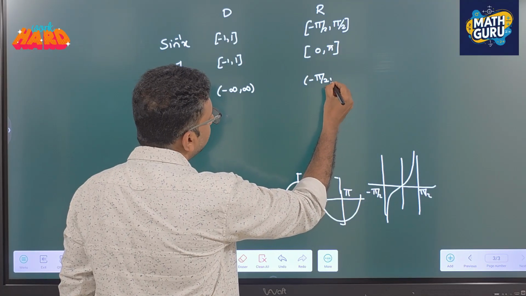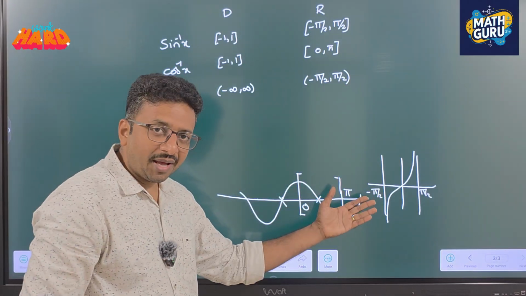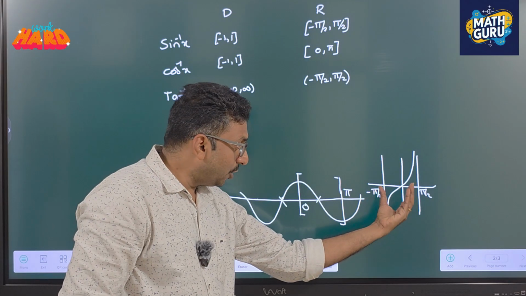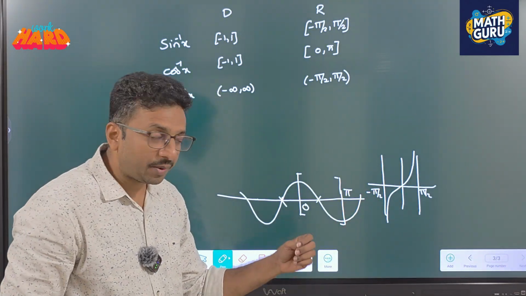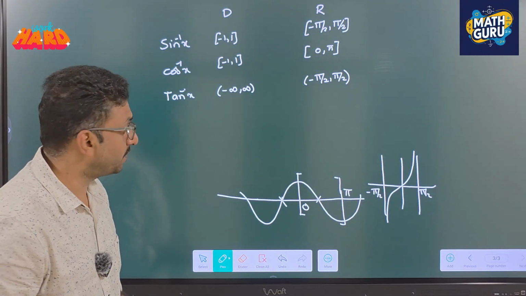Minus pi by 2 to plus pi by 2. Because tan pi by 2 and tan minus pi by 2 are not defined, the domain for tan x is open minus pi by 2 to pi by 2. So the range for tan inverse will be open minus pi by 2 to plus pi by 2.